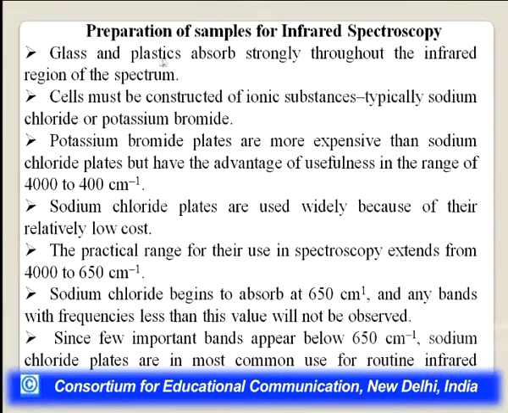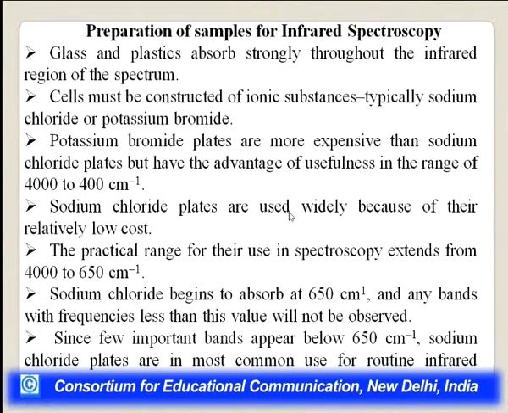Now how can we prepare the samples for IR spectroscopy? Glass and plastics absorb strongly throughout the IR region of the spectrum. Cells must be constructed of ionic substances, typically sodium chloride and potassium bromide. Potassium bromide plates are more expensive than sodium chloride plates but have the advantage of usefulness that it increases the range, that is 4000 to 400.